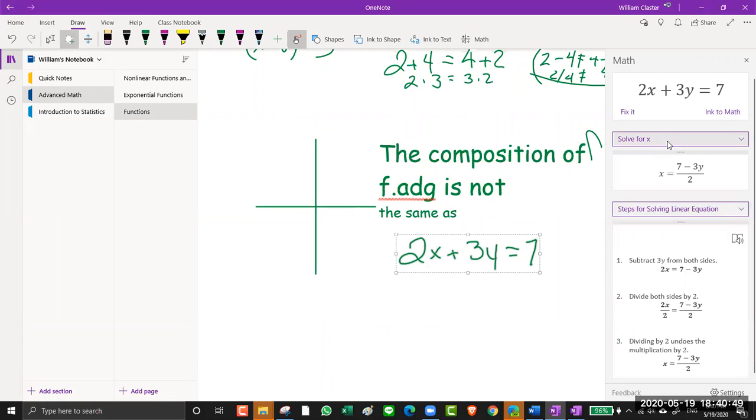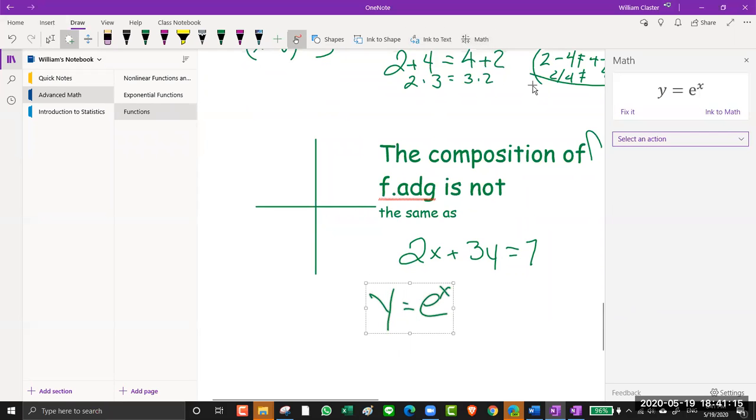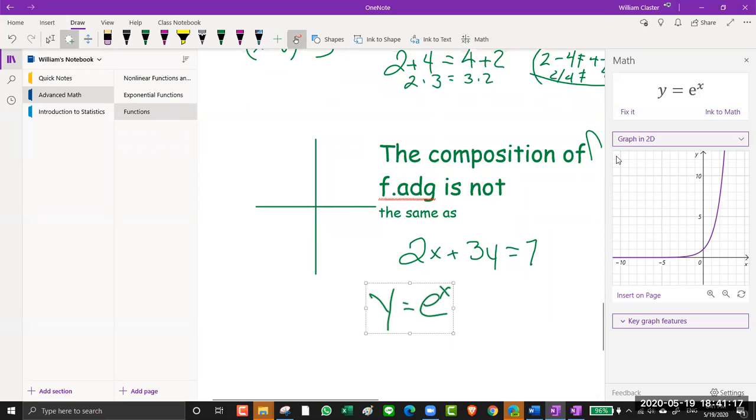And then also, you can do this. Graph it in 2D. So it gives you the graph. And if you want to do a different graph, for example, you go y equals e to the x. Again, you circle it, and you can do that. And then again, you can graph it. Okay? Anyway, that's kind of fun. I just discovered that in the last week or so.